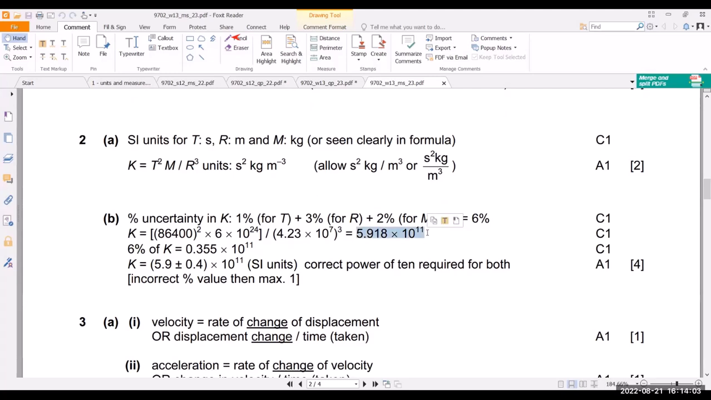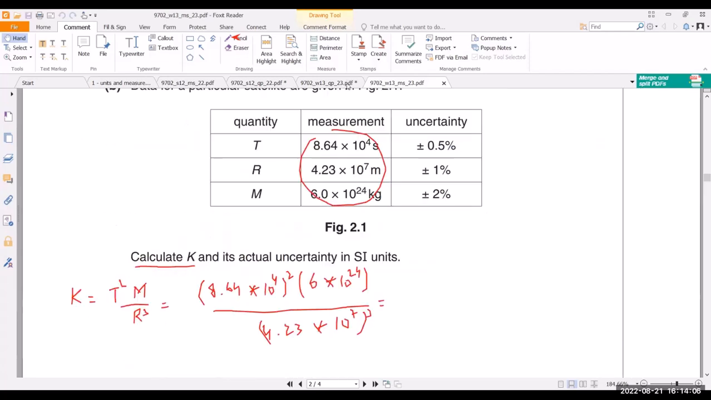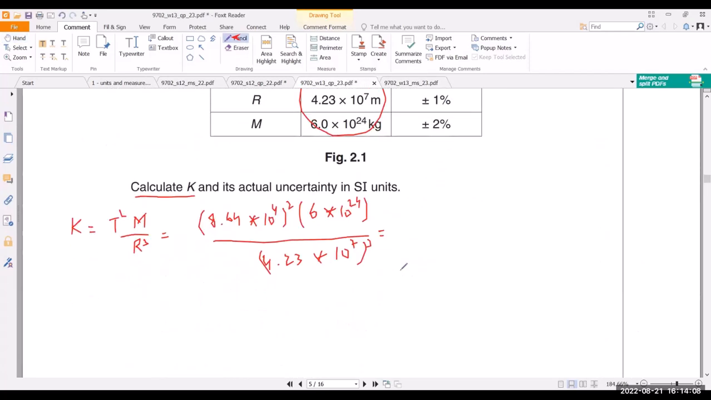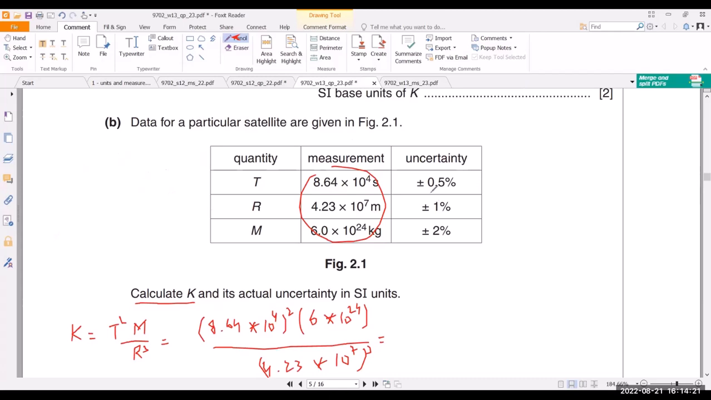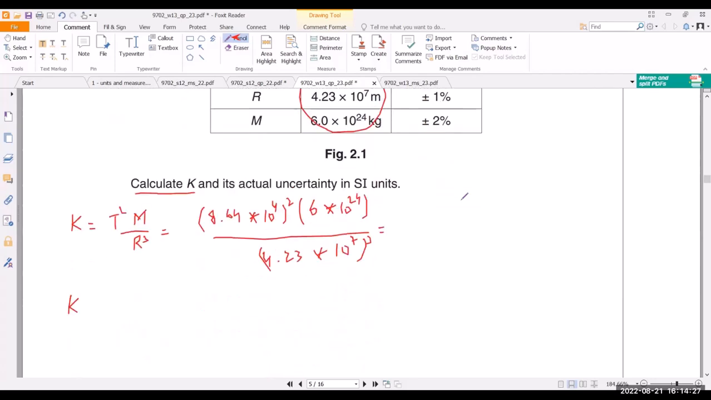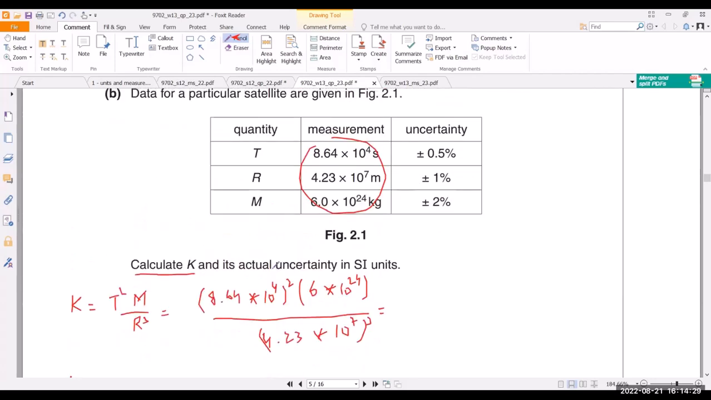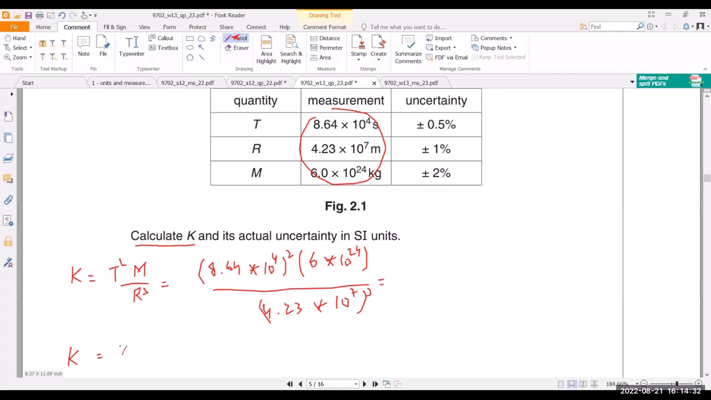Okay. Now, for the uncertainty, as I told you earlier, if you want to calculate the uncertainty, whatever the values are, you are going to calculate in this part. It is also already given as a percentage uncertainty, so you don't have to convert into percentage. The percentage is always already given over here. So I can write over here: percentage uncertainty in K is equal to percentage uncertainty in T square plus percentage uncertainty in M plus percentage uncertainty in R cube.